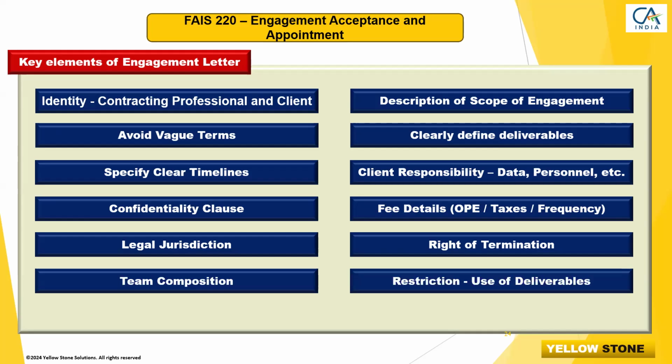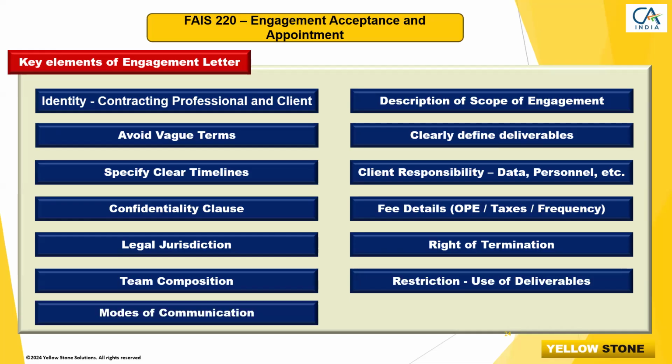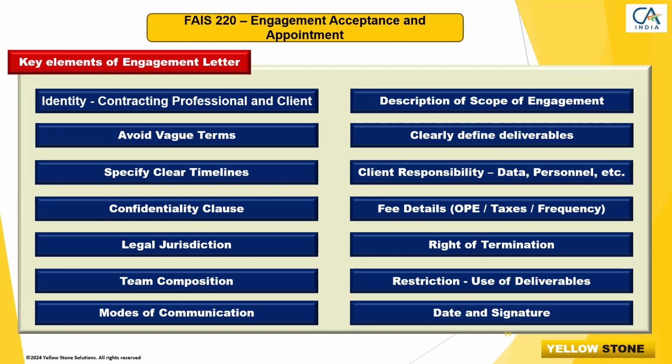Team composition: clarify in your engagement letter who is going to be the manager on the job, and who is going to be the signing authority. Modes of communication can also be clarified, because a lot of times there is an expectation that updates need to be given to a particular city. So it's better to clarify to avoid any confusion. I think this is a broadly exhaustive list of pointers which need to be considered while preparing an engagement letter for a forensic assignment.